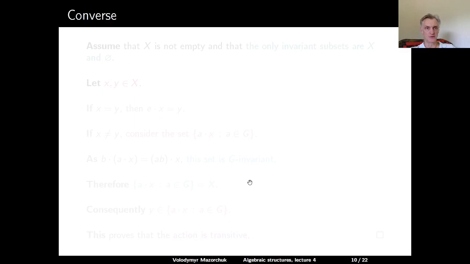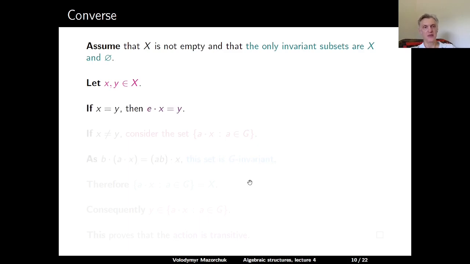Now let us prove the converse. So assume that X is a non-empty set and G acts on X such that the only invariant subsets are X and the empty set. Let x and y be two elements in X. So if they are equal, then of course we can apply the identity to x and get y. So that's easy. If they are different, let us consider the set which consists of all elements A times x, where A is an element in G.